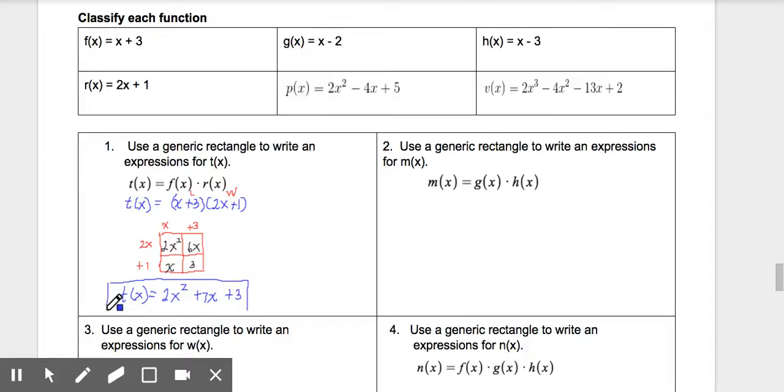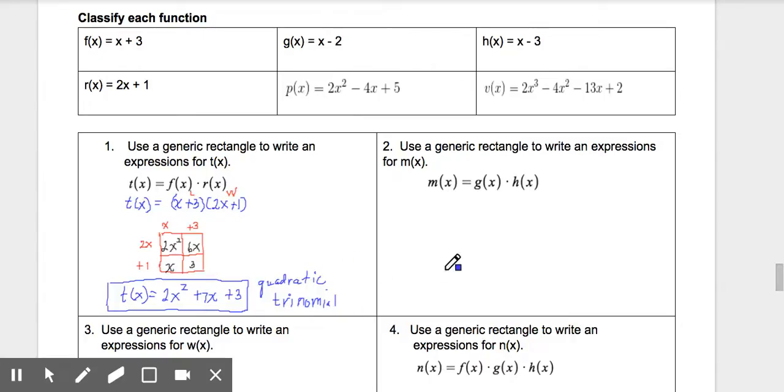Notice that the variable x in t of x has the highest exponent of 2. So we say that t of x is quadratic. And because t of x has 3 terms, 1, 2, 3 terms, we call this a trinomial. So t of x is a quadratic trinomial.